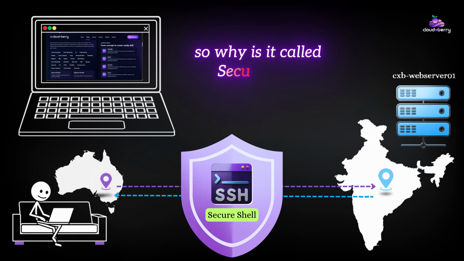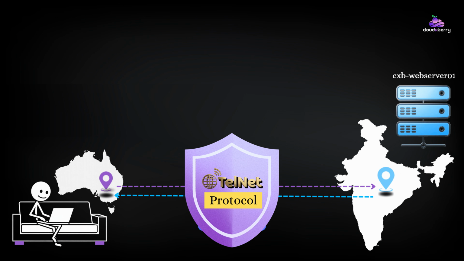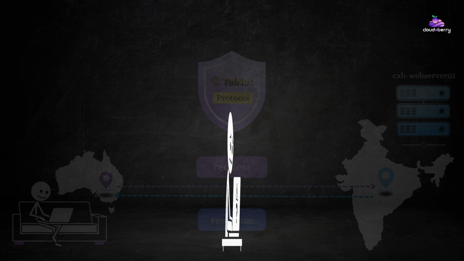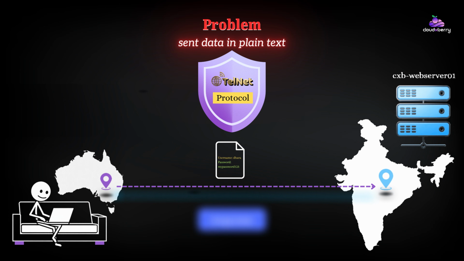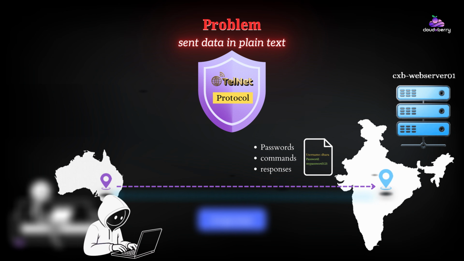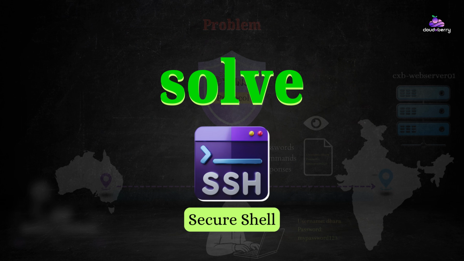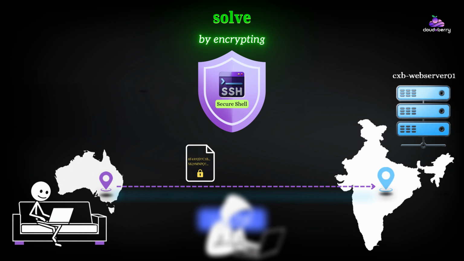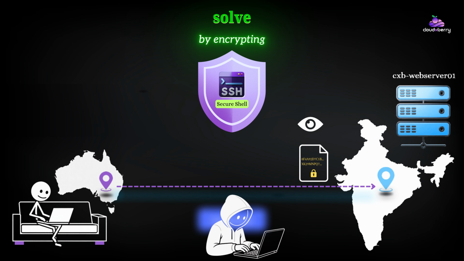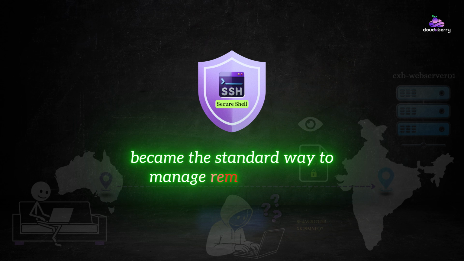So why is it called Secure Shell? Before SSH, there was a protocol called Telnet that provided remote access as well. The problem was that Telnet sent data in plain text. Passwords, commands, and responses could potentially be read by anyone intercepting the network traffic. SSH solved that problem by encrypting everything between your machine and the remote server. Even if someone captures the traffic, they cannot read the actual contents. That's why SSH became the standard way to manage remote servers.